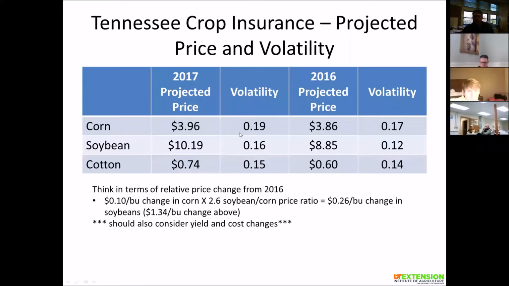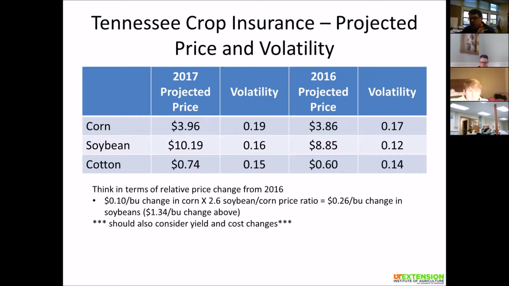So just to kind of look, these are the prices that we're looking at from the projected price determination period, which was February 1st to February 28th. So for 2017, we have a corn price of $3.96, a soybean price of $10.19, and a cotton price of 74 cents. The volatility factors.